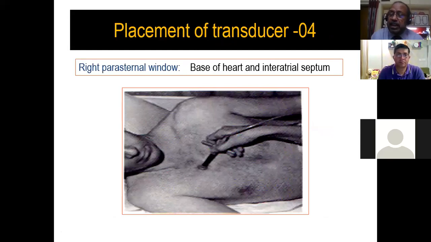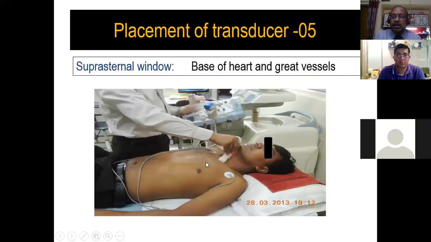Now comes a very lesser used window, the right parasternal window. I'll just expose you to this. Right second intercostal space, and this is exclusively used for aortic valve gradients. Then comes the suprasternal window. What is this suprasternal window?